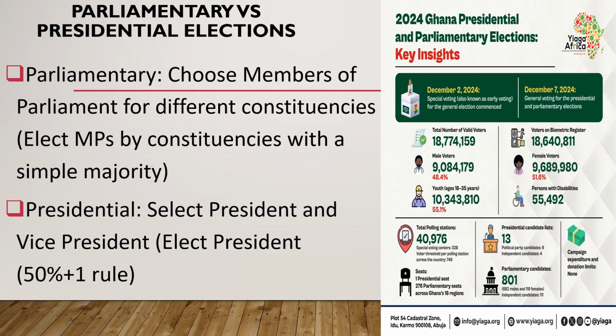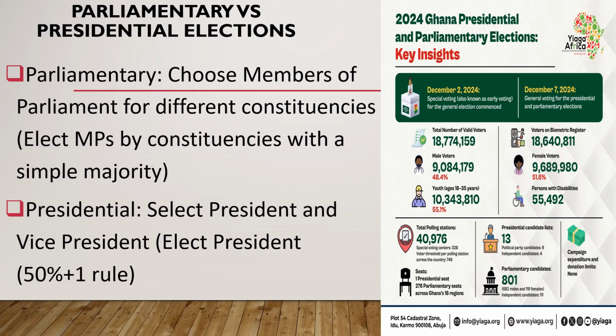So if no candidate gets this in the first round, a runoff, which is the second round, is held between the two candidates with the highest votes. So in December 2024, Ghana didn't go for a second round because the then president won the election with the 50+1. That's why it didn't go for that. But you realize that in Ghana in 2008, the country went for a runoff because no party was able to win that 50+1.